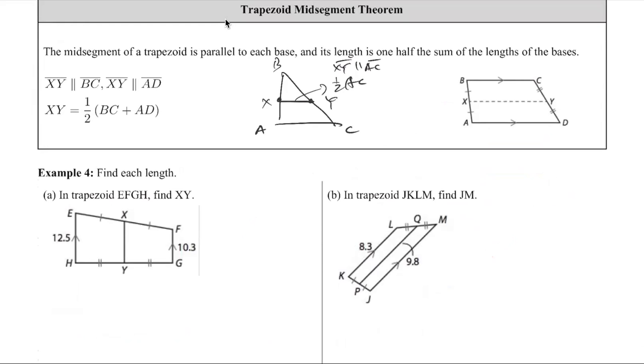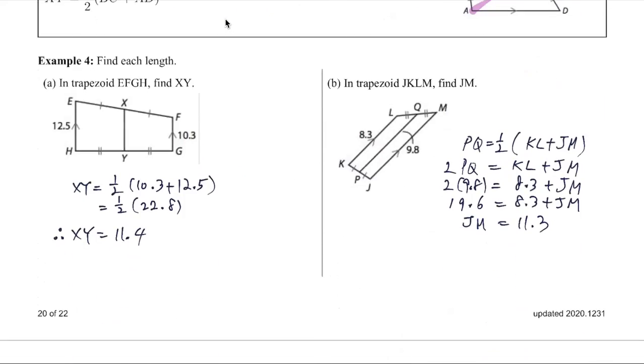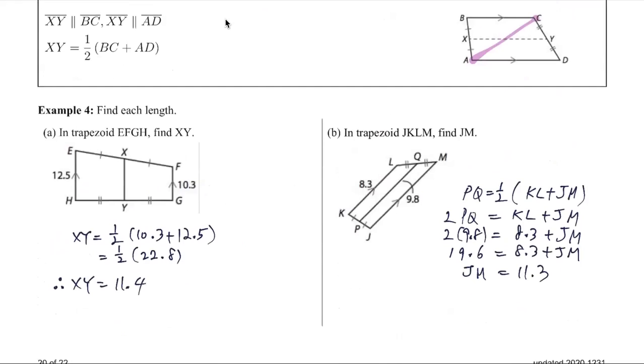Okay, guys, I'm going to assume that you finished it, and that is the work right here. We know that XY is the average value of these two, right? So doing the quick calculation, it turns out that it's 11.4. And we know that this is the average of these two, and I write down the equation for that. Instead of plugging in, I could multiply both sides by 2. So 2PQ is equal to KL plus JM. We know that PQ right here is 9.8, so double that is equal to the sum of these two. And we know that KL is 8.3. Plugging it in and solving for JM, it turns out to be 11.3.